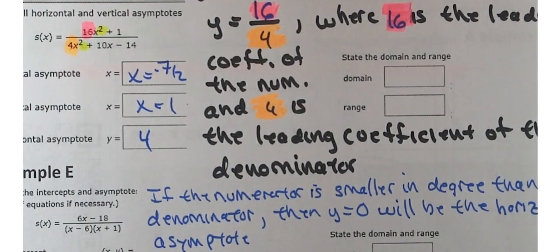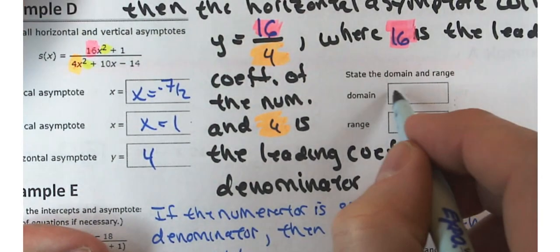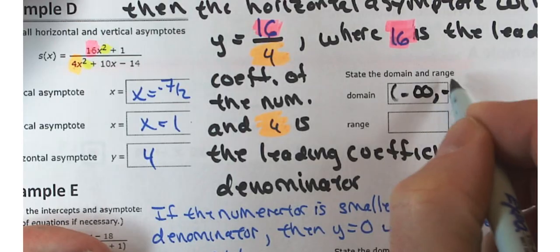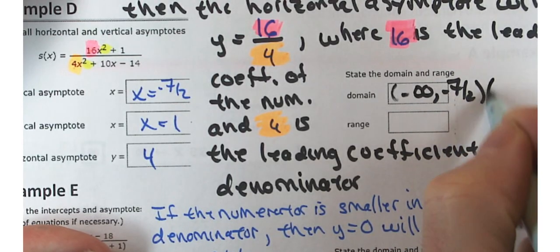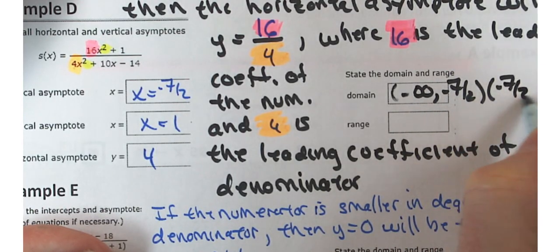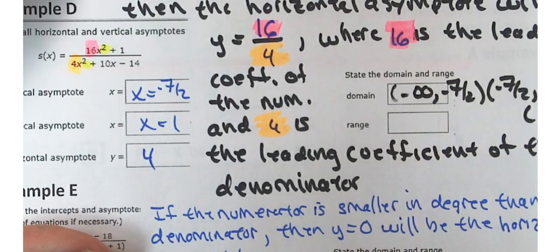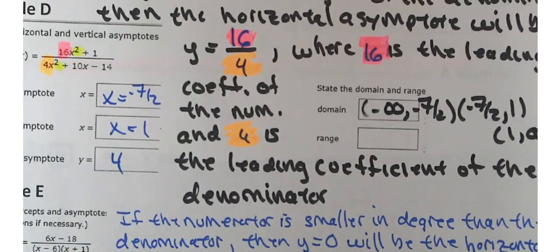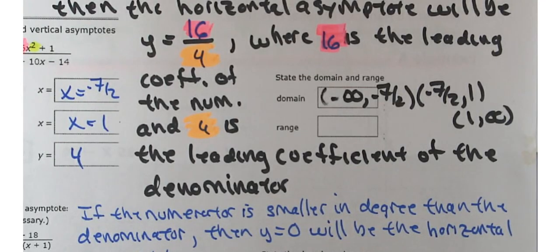The range is a little bit harder. So -infinity to -7/2, -7/2 to 1, and 1 to infinity. The range, like I said, is a little harder. You're going to have to look at the graph. Let's do that.